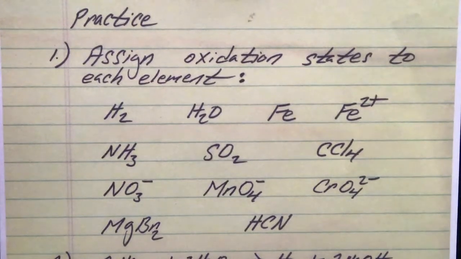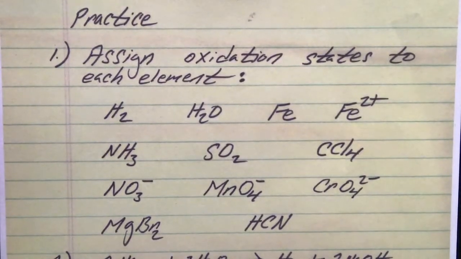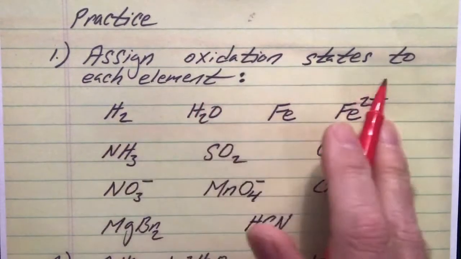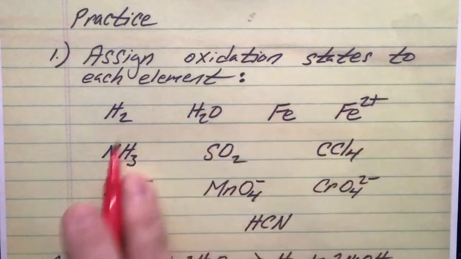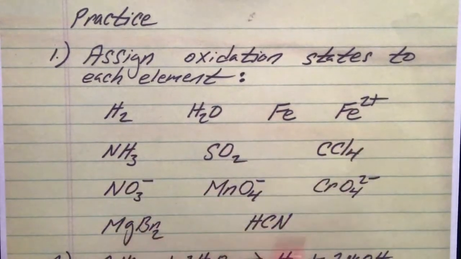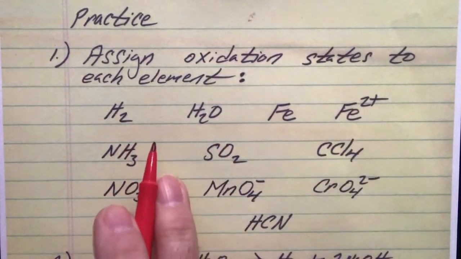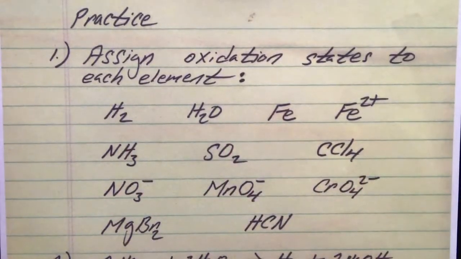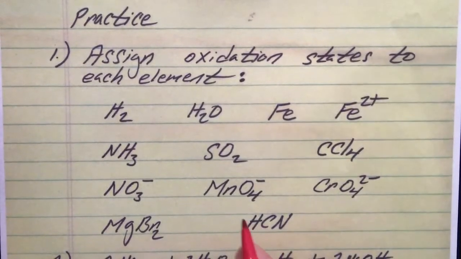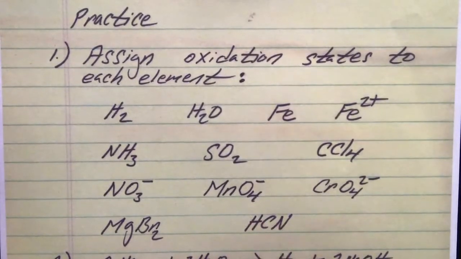Okay, let's do some practice problems. Assign oxidation states to each element. So in all of these compounds, ions, and polyatomic ions, we need to assign oxidation states using the oxidation rules. Remember, we have 8 rules that we'll fall back on. If the atom that we're interested in isn't listed in those rules, we need to deduce what it would be.